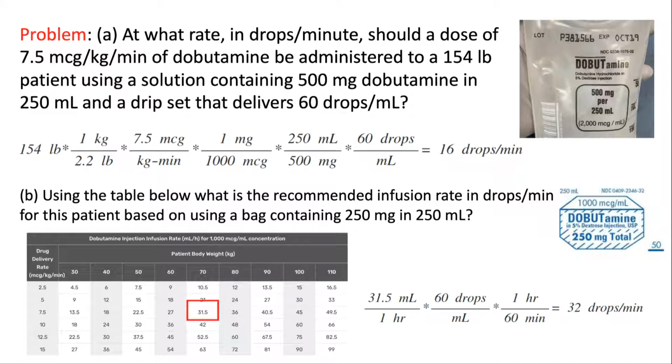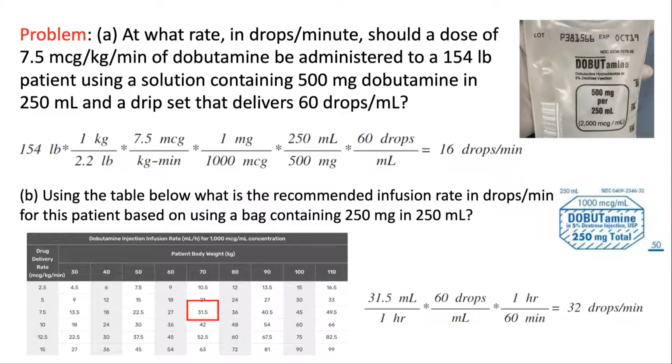First, I'll convert the volume by multiplying this by the same IV tubing set we're using, has 60 drops per milliliter. That way milliliters cancel. And to get rid of my hours, I'm going to multiply by the fact that in 1 hour, there are 60 minutes. That way hours cancel. So if I take 31.5 times 60 divided by 60, and rounding here a little bit, you see where you would get 32 drops per minute.